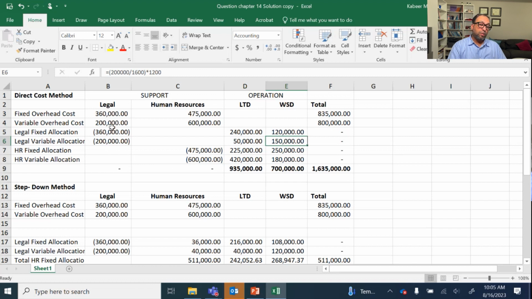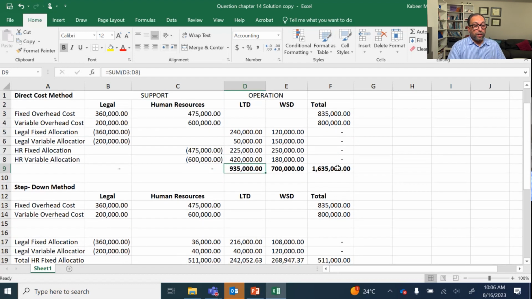So you see both the fixed and variable cost of the legal department is distributed among the LTD and WSD, and it becomes zero. The same is the case with the human resource, and we divide human resource again by 47,500 hours, times the 22,500 hours used by LTD. And the same is the case here with the 25,000 hours used by WSD, and we distribute it. We see here the HR variable cost, and we distribute it according to the actual hours they use. And we see that the total cost of LTD after this allocation is 935,000 and 700,000 for WSD, and the total is 1.635 million.